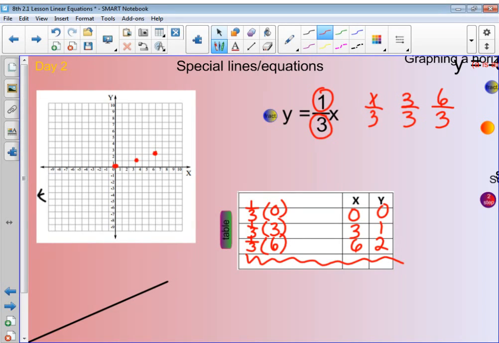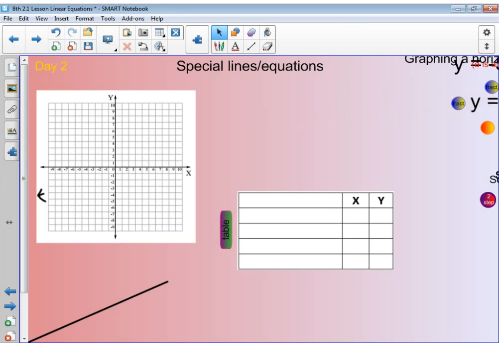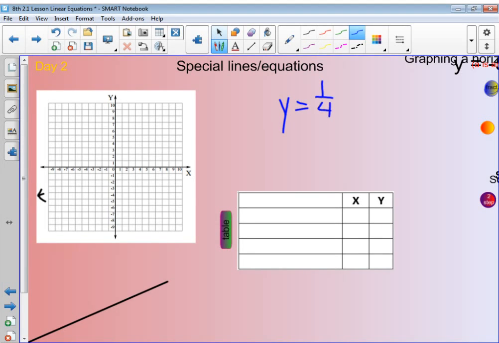But just to save some time, I'm not going to do the line. You guys will do the line with the arrows at both ends. Okay, so I want you guys to try this one. I want you to go through and pick your x's. And then you're also going to graph this one out. So let's do y equals 1/4 x.